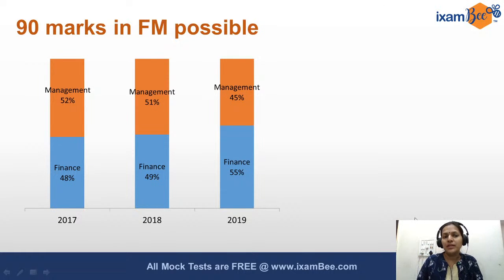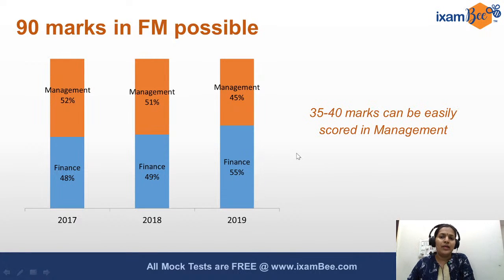In FM, in finance and management, please understand, it is not pure finance. The subject is called finance and management, it is not financial management. So there is a good portion of management that has come in the last 3 years. Based on the number of questions, the division between finance and management questions is almost 50-50, right? In terms of marks, very easily around 40 marks of questions come from the management section. So 35 to 40 marks you can very easily score in management.